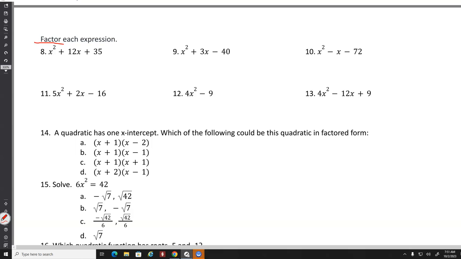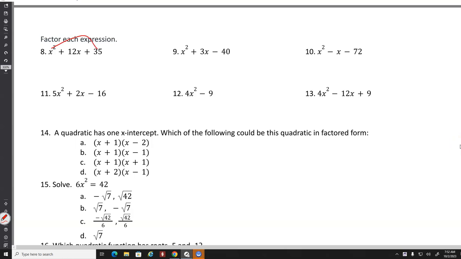So, first question, x squared plus 12x plus 35. You can use either the quadratic equation if you want to get the factors, but when you solve it, you've got to put it in factor form. But I would prefer to just use the a times c.